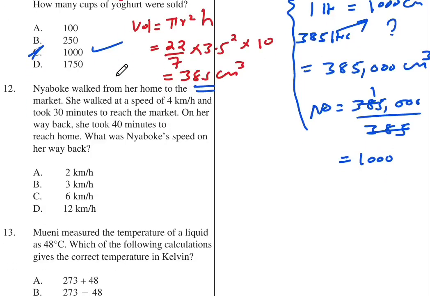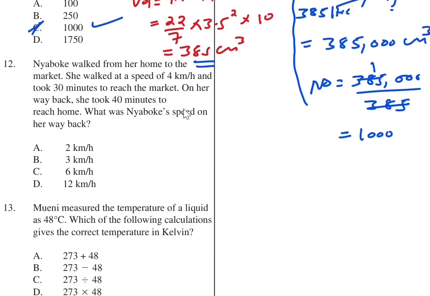Number 12, we continue. Nyaboke walked from her home to the market. She walked at a speed of 4 kilometers per hour and took 30 minutes to reach the market. On her way back, she took 40 minutes to reach home. What was Nyaboke's speed on her way back? Very easy. We have Nyaboke, home and market. So we're going to draw a straight line so that you can visualize this. This is the home, this is the market. She walked, her speed is 4 kilometers per hour and she took 30 minutes.